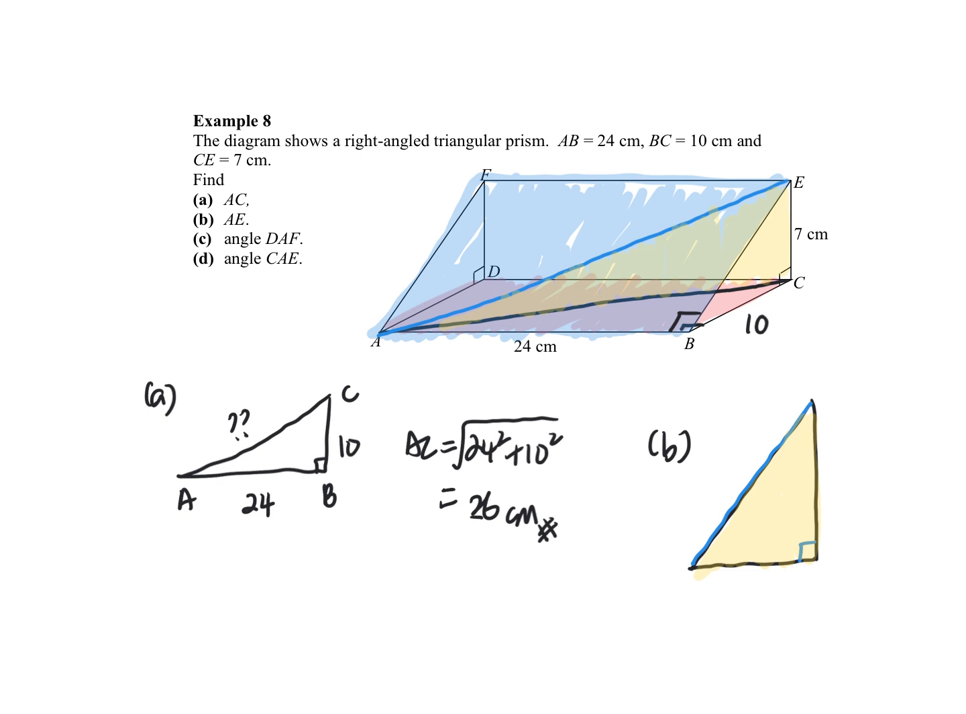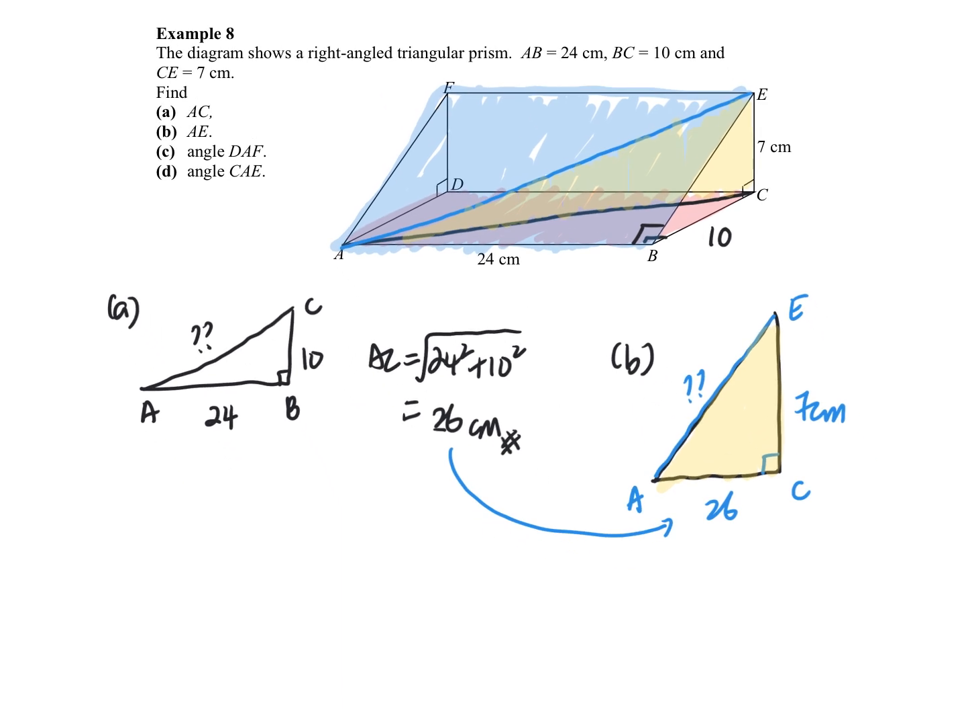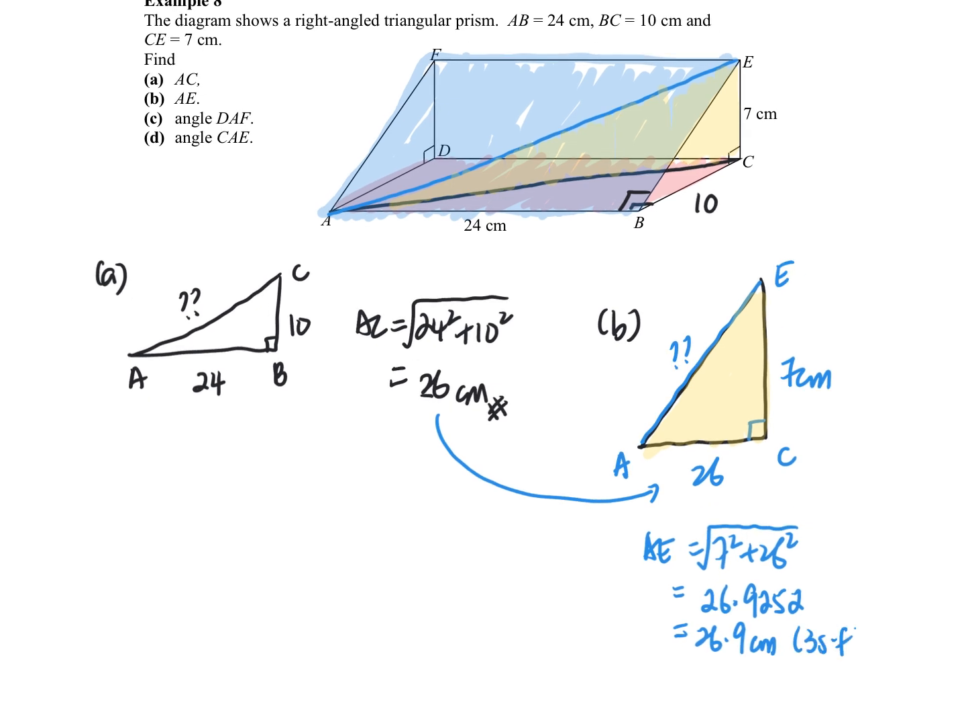Okay, so if I were to draw it, this is A, E, C. This is 7 cm. I already found AC to be 26. So I can find AE by using Pythagoras theorem. So AE is square root of 7 square plus 26 square. So what would that be? 26.9. Give me more DP. Okay, so it's 26.9 cm. 3SF.